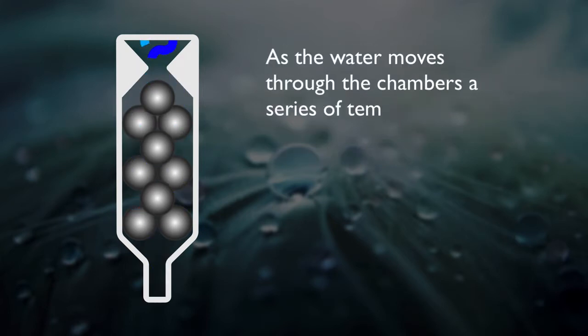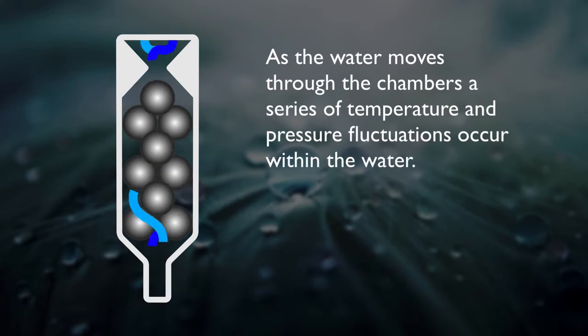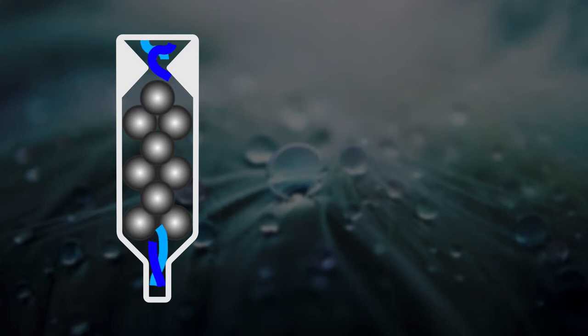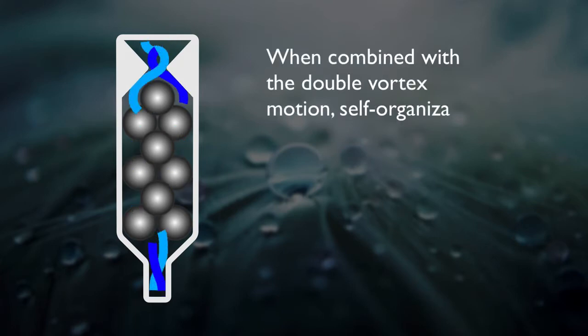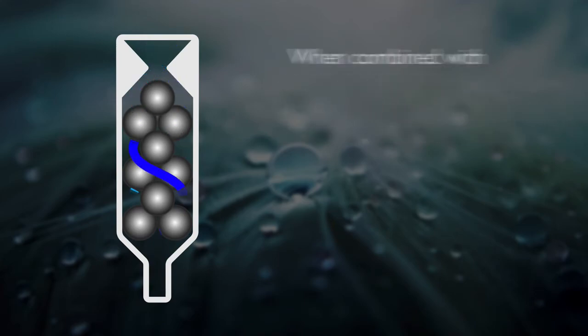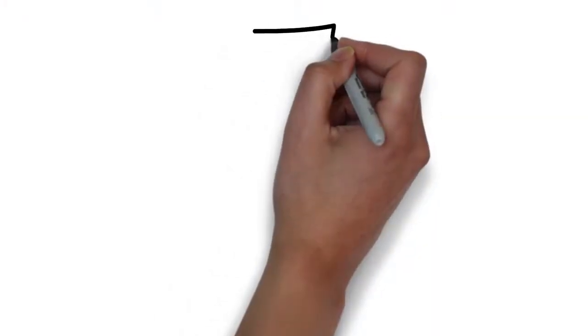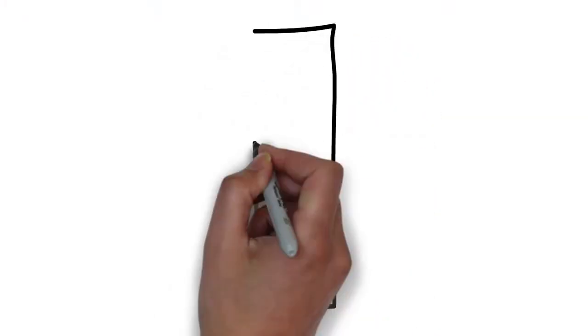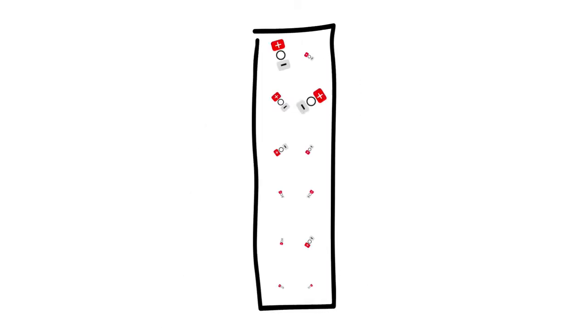As the water moves through the chambers, a series of temperature and pressure fluctuations occur within the water. When combined with the double vortex motion, self-organization within the water occurs. The particle structure in any substance can significantly change the properties and characteristics of that substance.